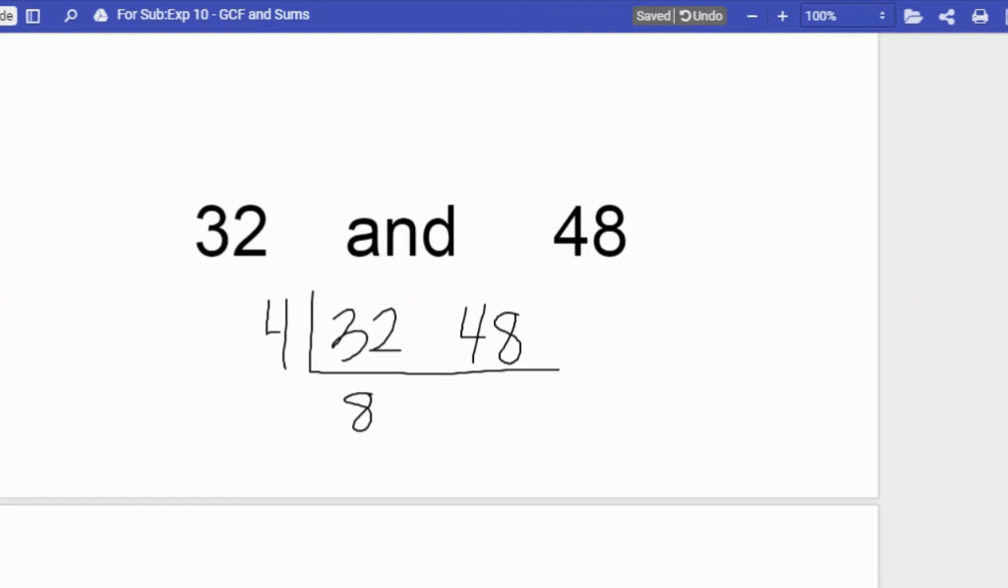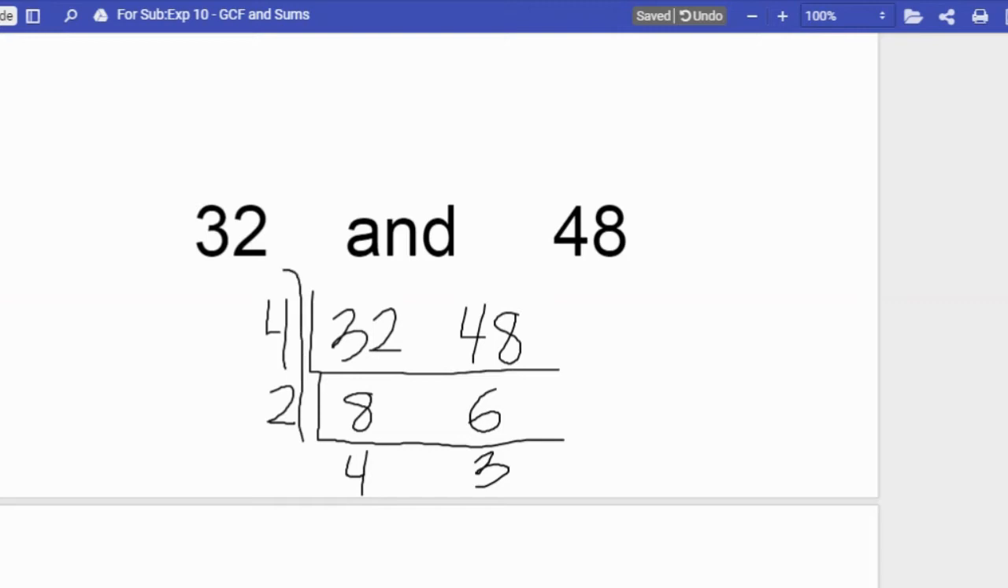Again, there were other numbers you could have chosen. So 32 divided by 4 is 8, and 48 divided by 4 is 6. Now, when I look at 8 and 6, I have to draw another ladder because 8 and 6 both have a common factor, which is 2. 8 divided by 2 is 4, and 6 divided by 2 is 3. 4 and 3 have no other common factors.